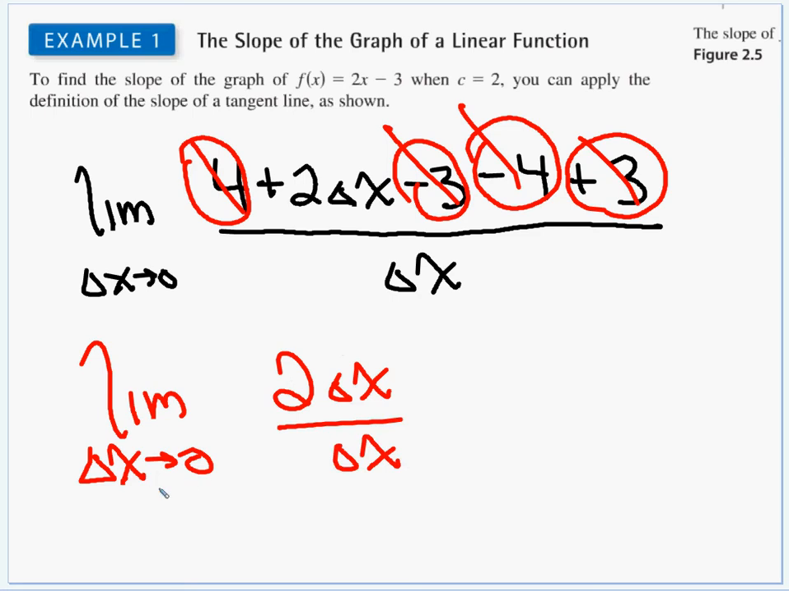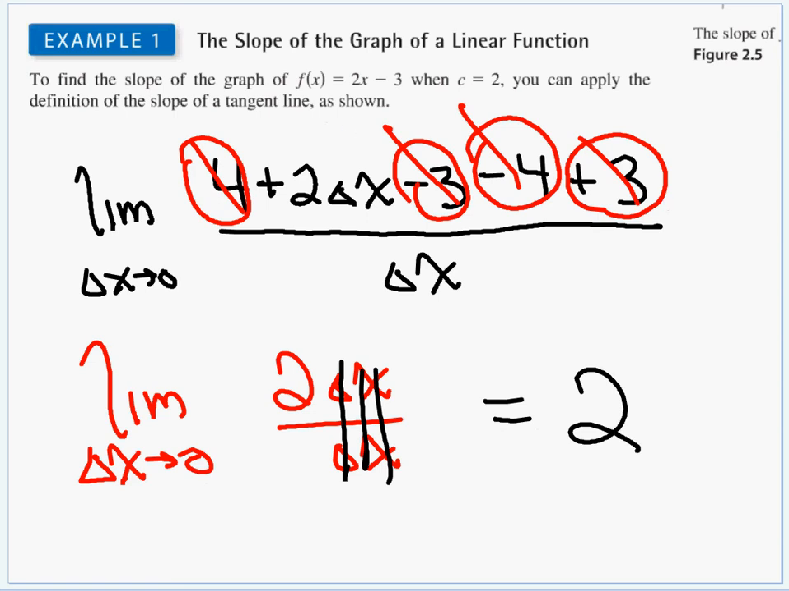So we want to try direct substitution again, and here we'd get 0 over 0. But when we do the cancellation, we just get 2, and there's no longer a place to plug the 0 into, so that's our limit. The limit is 2. The exact slope occurring at that point is 2.